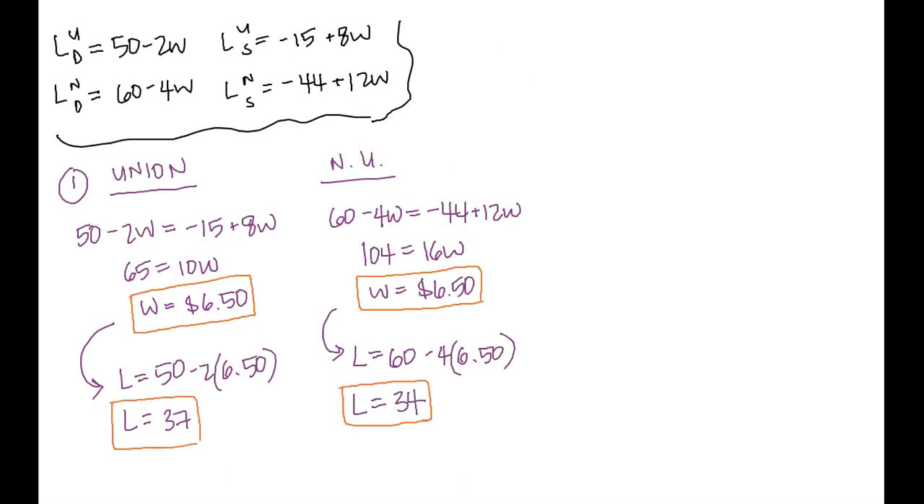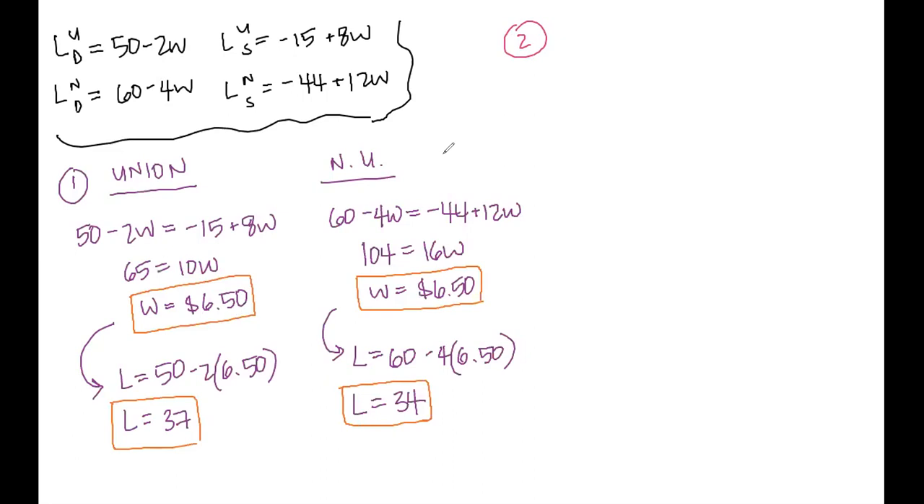So now that we have both those, we can move on to number 2. If the union insists on a wage of $10 an hour, how many union workers will lose their jobs? The union wage is at $6.50 and now they're demanding $10. We can see that with this wage increase, it's going to decrease the amount of workers demanded, and we just have to figure out how many workers.